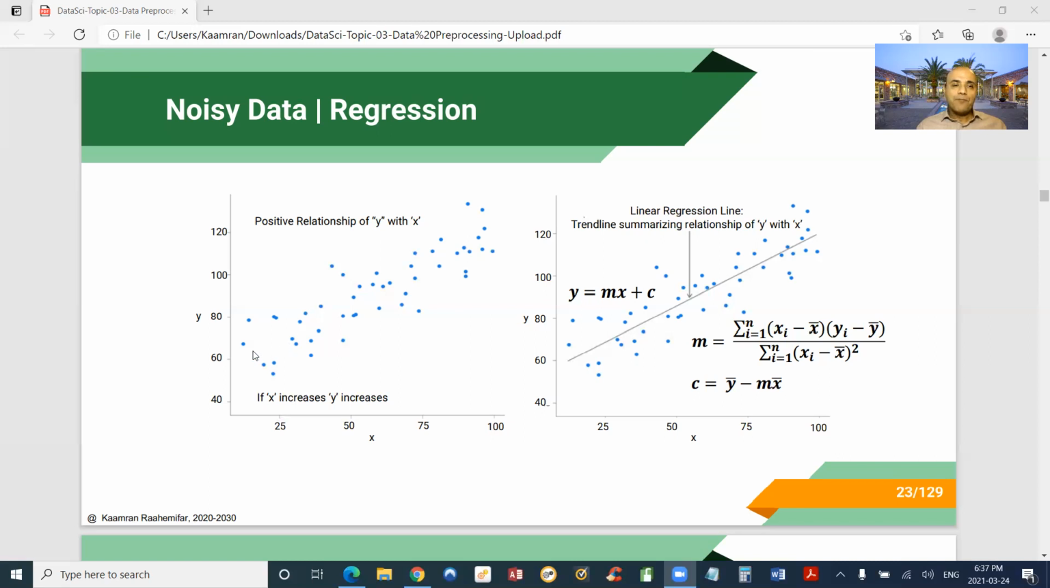Now, since there is a trend, you could potentially argue that I could have an estimate of what this trend looks like. One of the easiest estimates would be a linear regression line. So there is a line here. This is the line.